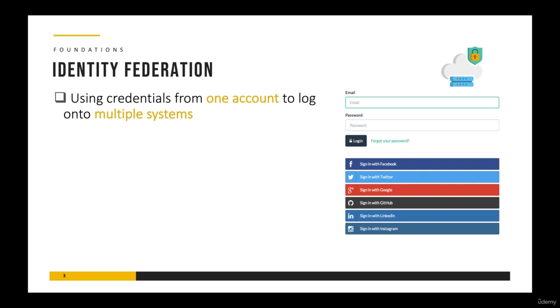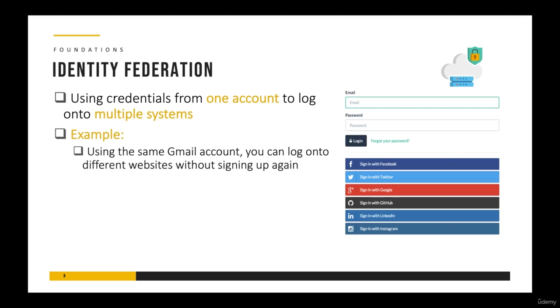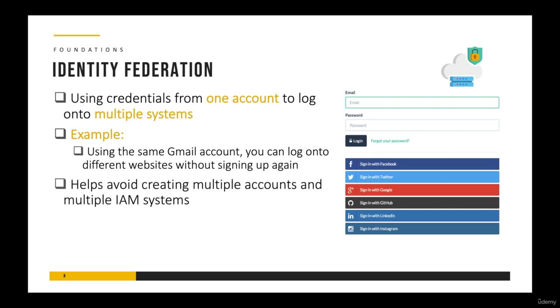So if those systems trust each other, we can simply leverage one account to spin off onto other systems. This makes it easy for the user to simply remember the credentials for one single account. Gmail is a popular example. A lot of different web applications around the world allow you to log into their systems if you have an existing Gmail account because they have a trust relationship with Gmail. The key motivation is again that we want to avoid creating multiple accounts and to avoid managing multiple identity and access management systems.